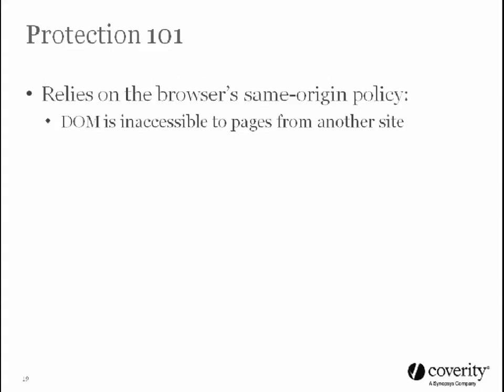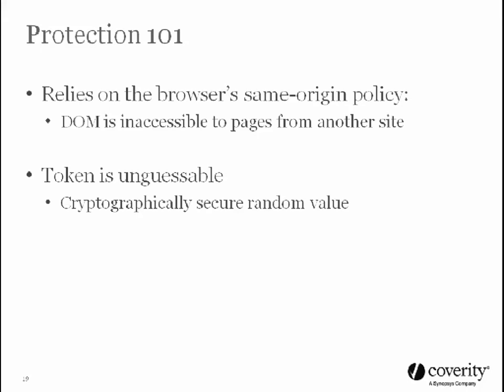So the way that this is secure is that it also relies on the browser's same origin policy. The DOM is inaccessible to pages from another site. So that hidden field in the form, you can't access if you're an attacker with HTML on a different page. The token has to be, of course, unguessable. Most people just use cryptographically secure random values, similar to a session ID, but not a session ID. If you're using your session ID as your CSRF token, then something's bad. You're bound to get hosed sooner or later.